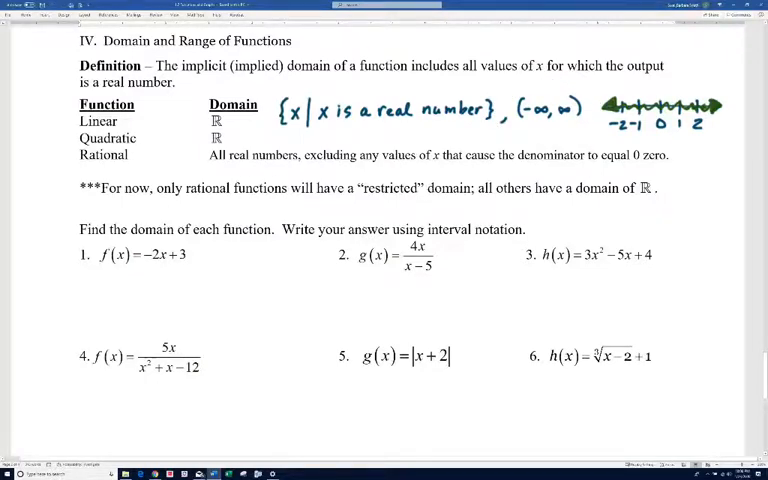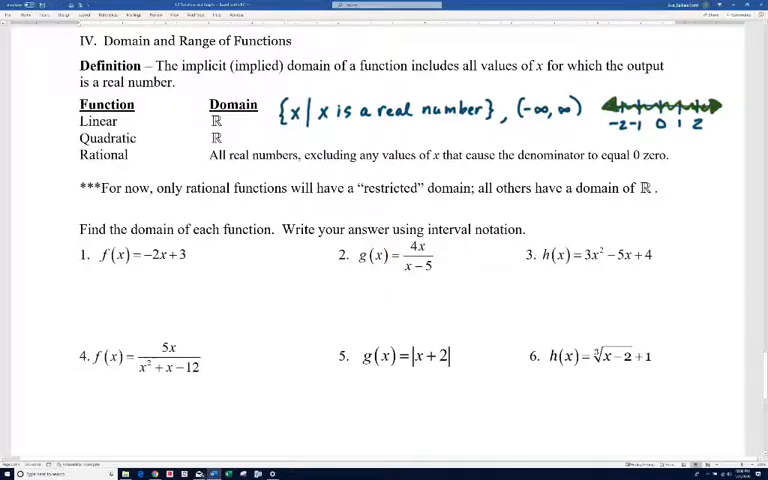All right, so it says on number 1 here, find the domain of each function, write your answer using interval notation. So I was saying that for linear functions, the domain is all real numbers. Now remember, we said for a function, each input has exactly one output.